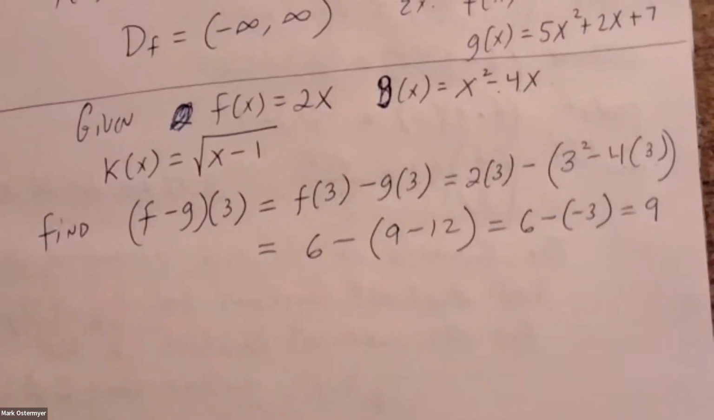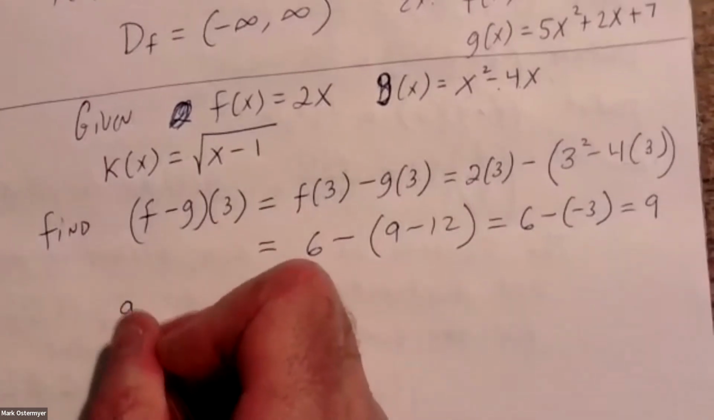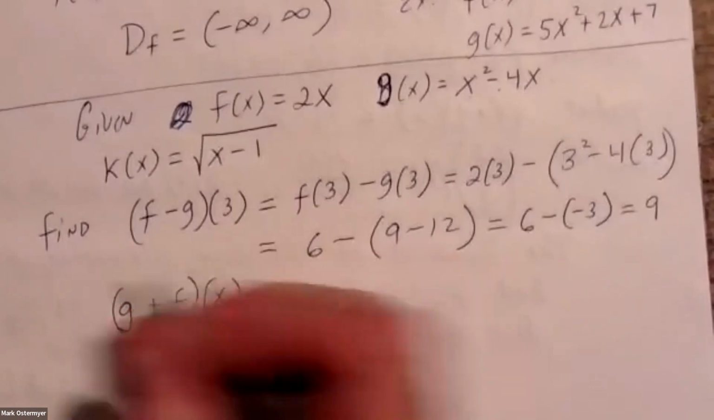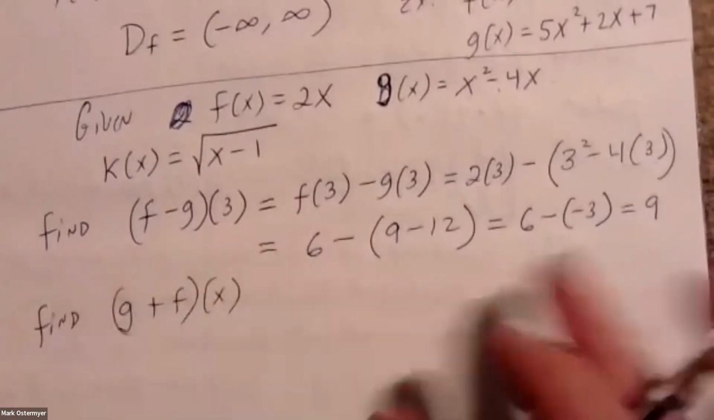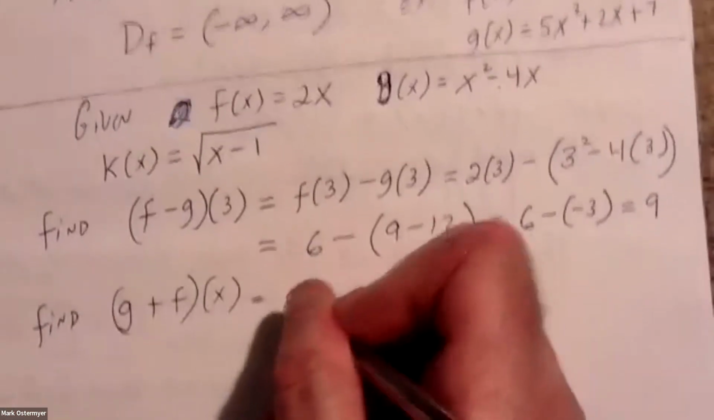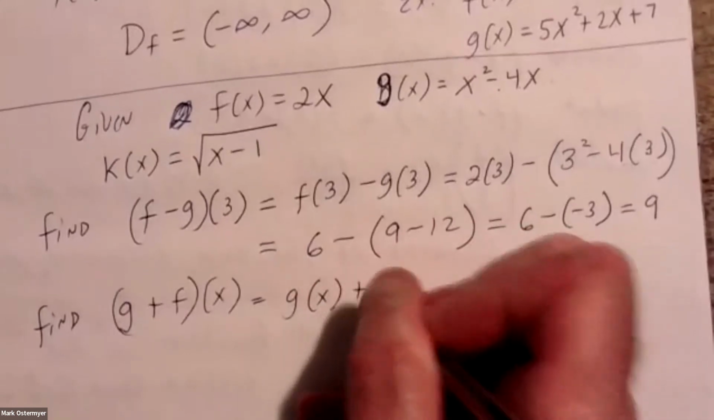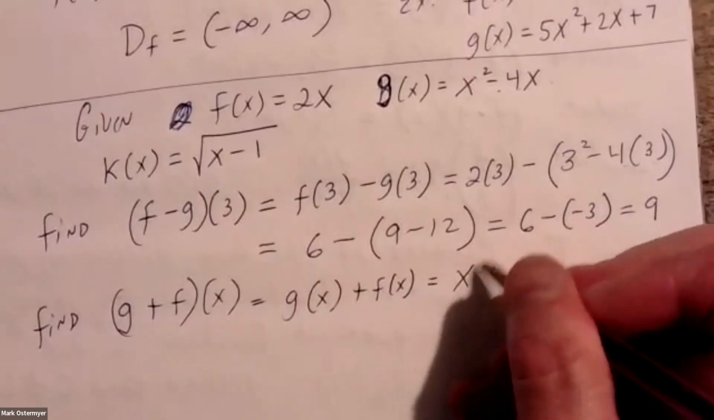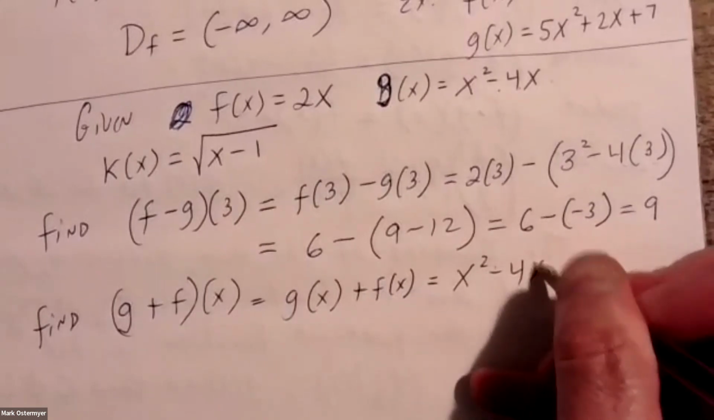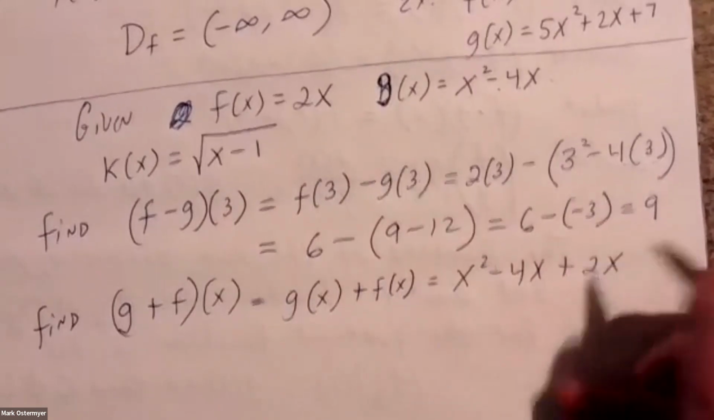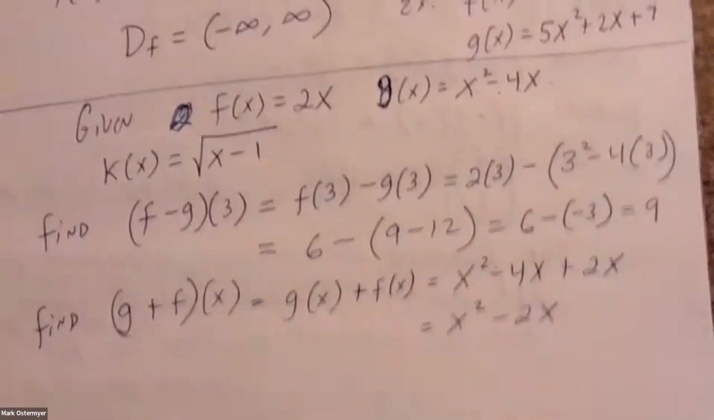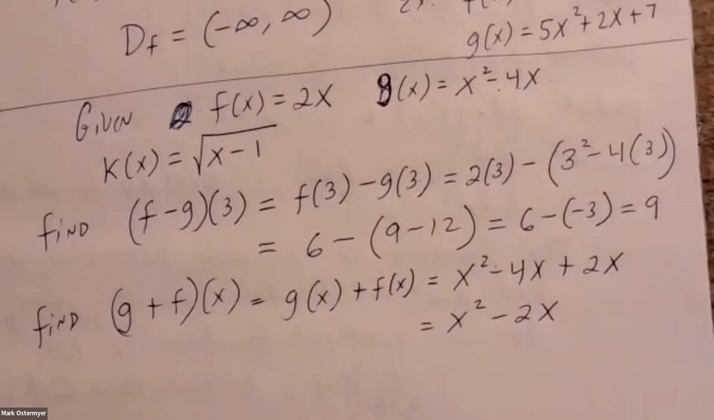All right, let's find g plus f of x. What is this going to be? g plus f of x is g of x plus f of x. It's our sum function, which is going to be nothing more than g of x, which is this guy right here, plus f of x, which is 2x. So we get this brand new function, x squared minus 2x. That's g plus f of x.